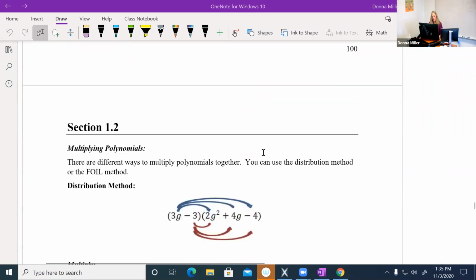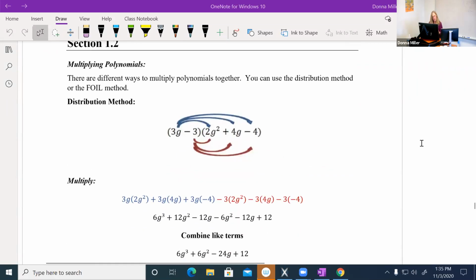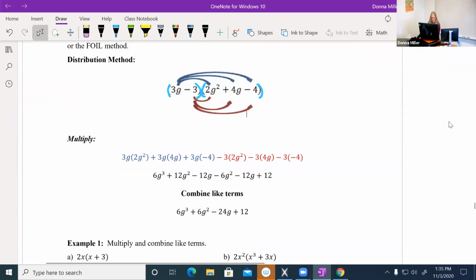All right, so multiplying. When you multiply, this is the method I prefer, the distribution method. Basically we have one polynomial times another, and to get the product, you multiply every term by every term. So she wrote this out in gory detail, and I'm going to show you over here.